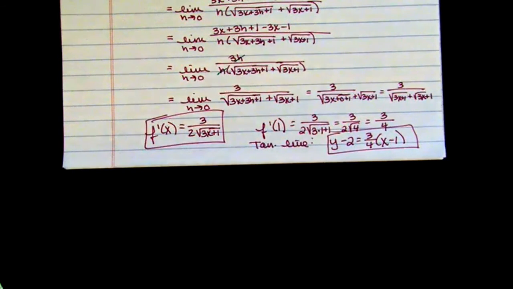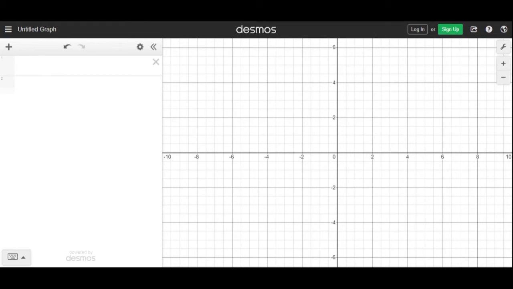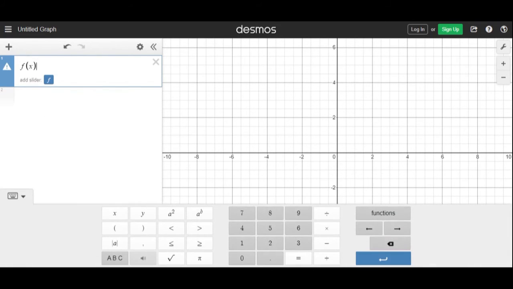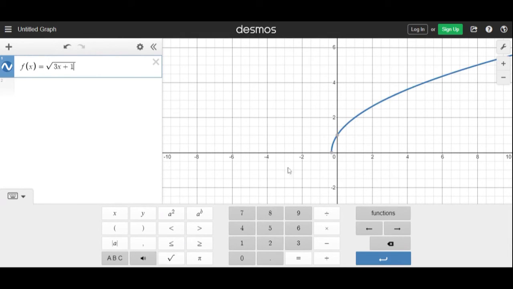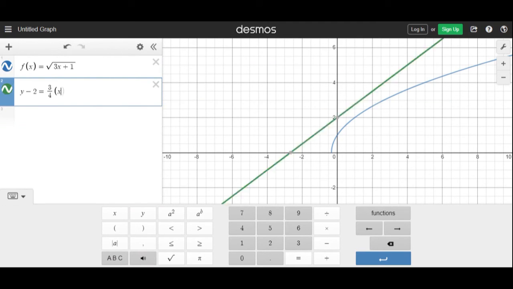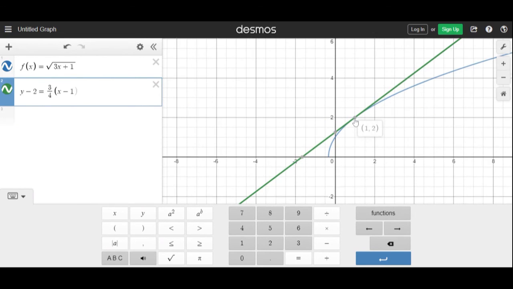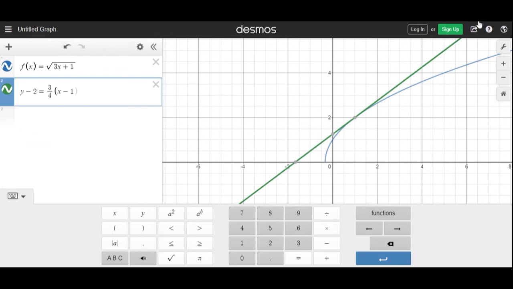Let me check this. In Desmos, I want to check what I just did. I'm going to graph the original function, f of x equals the square root of 3x plus 1. And I see that point (1, 2) over there. I calculated my tangent line to be y minus 2 equals 3/4 times x minus 1. And what do you know? Perfectly tangent to that function right over there. Always nice when the graph does what we want it to do.